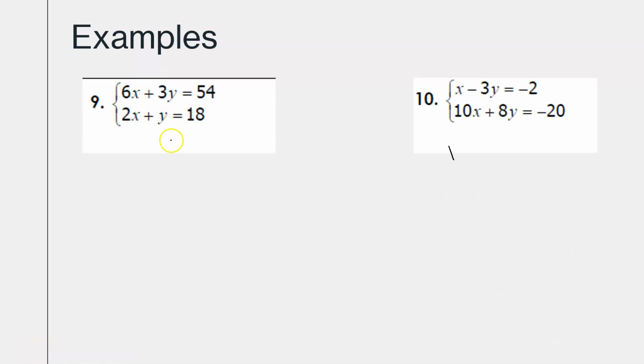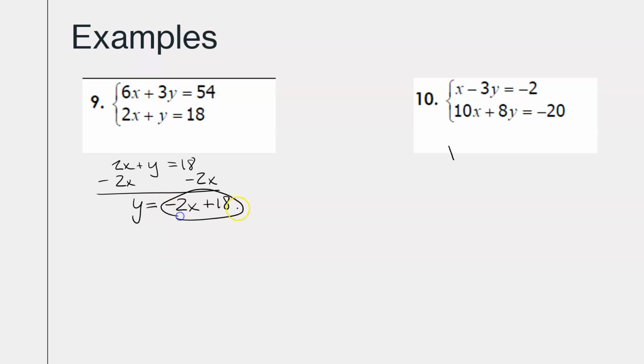Okay, so I'm going to isolate this y because it's by itself. I'm going to use this equation. So I'm going to subtract 2x from each side. So I have y equals negative 2x plus 18. So I'm going to put that in where y is, make sure it's y. So I have 6x plus 3 times negative 2x plus 18 equals 54.